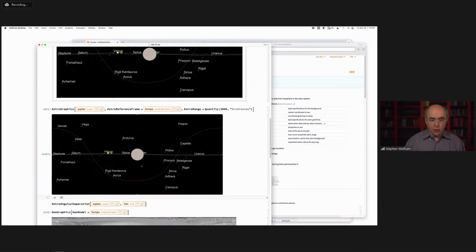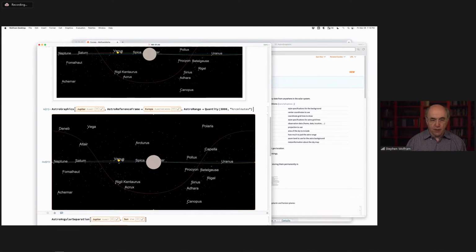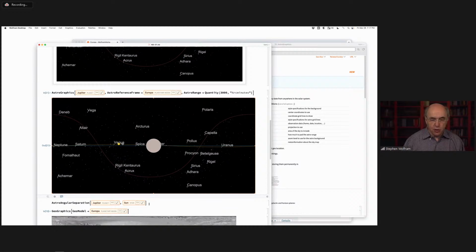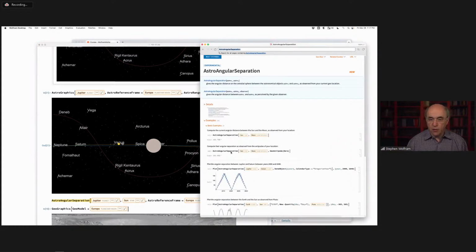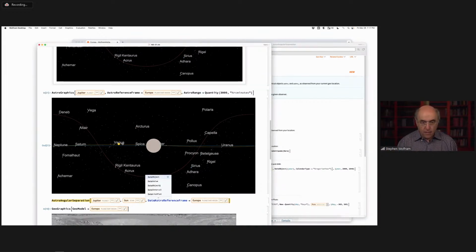By the way, notice that in this picture, we can plainly see Jupiter from the position of Europa is much bigger than the sun. Okay, so the angular separation between Jupiter and the sun from the astro reference frame, from the reference frame of Europa, and we also want to specify the time. How do we do that? Oh gosh, I need to read the documentation here to know that. Okay, here we go. Ah, yes, date object. All right, so let's go date object, and let's do this as a function of time over the next month, let's say. Date object of t, and let's make a table of those astro angular separations as a function of time.